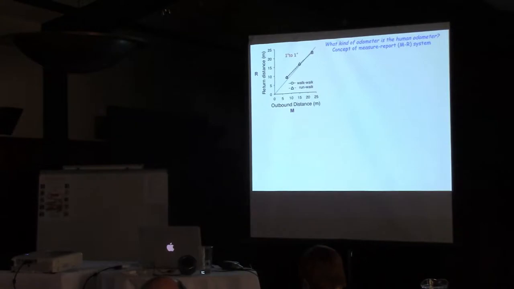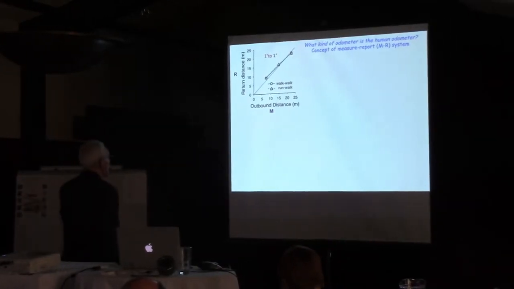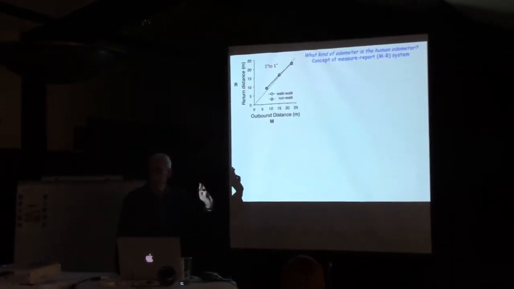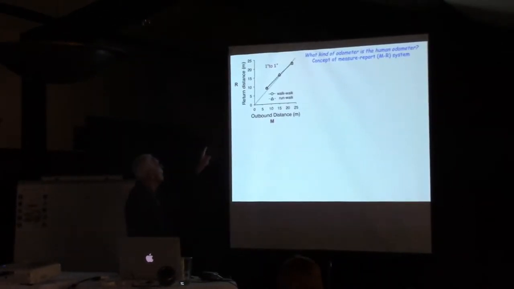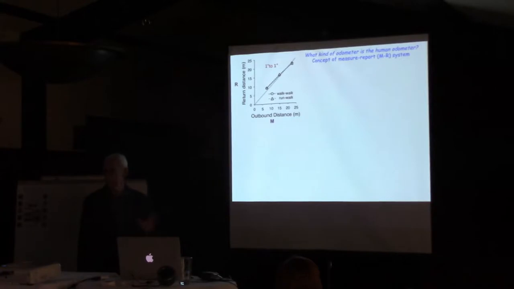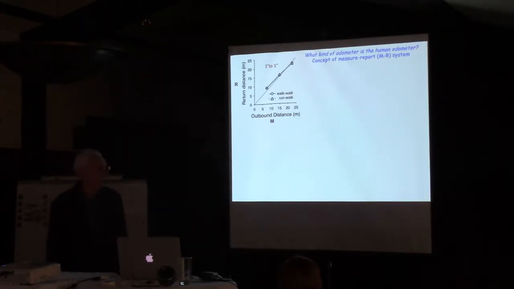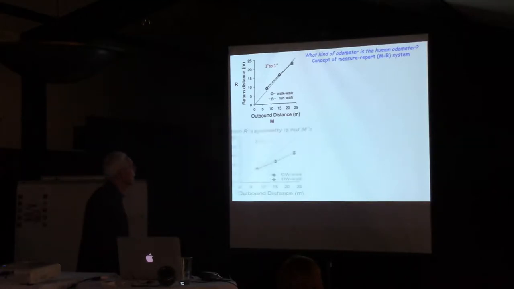So here's some data. You have participants walk out, that's the outbound distance, to some distance, and just as I showed you, you ask the participant to stop. And then they have to return the distance. So they're blindfolded, there's no vision involved here, just the activity of the limbs. And you can see that walk-walk and run-walk do not distinguish. That's basically what we had imagined from one of the earlier observations.